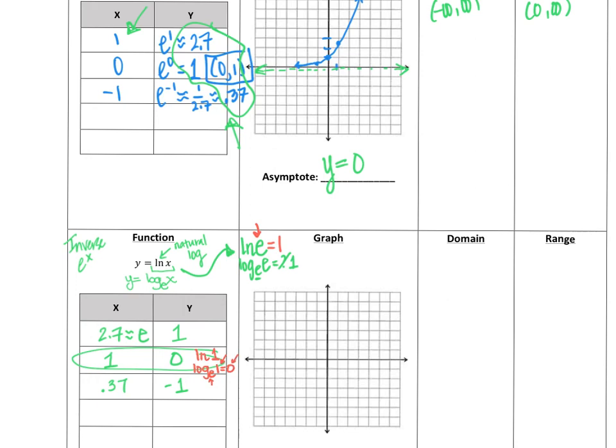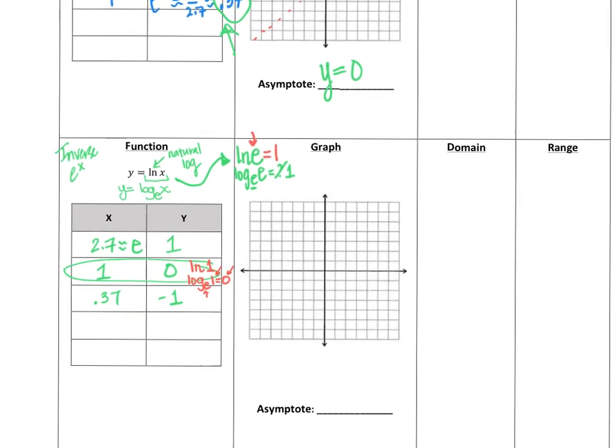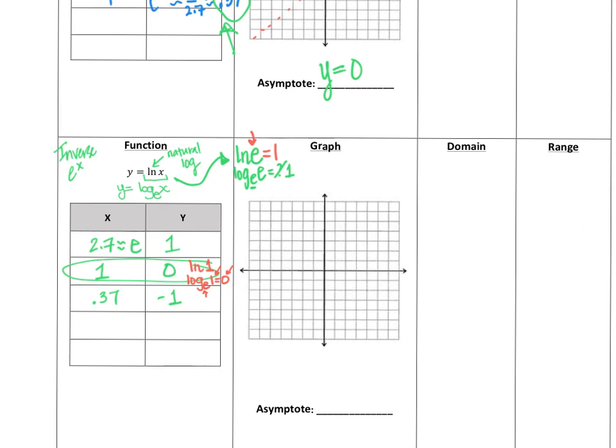So let's look at what the graph of this is going to look like. Remember, it's the inverse. So if we're looking up at the previous graph we made, it's going to reflect over that line y equals x. So let's plot these points and see that happen. So at about 2.7, we're up at 1. At 1, we're at 0. And at 0.37, we're at -1. So if we connect those dots, we can see that's happening.